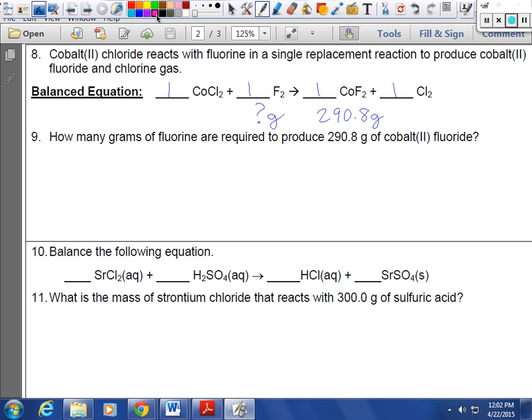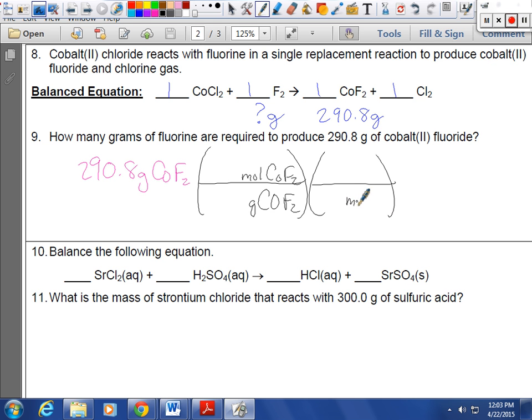Let's start there. So I've got 290.8 grams of COF2, and I know I need to get rid of it. If grams of COF2 is on top, where does it go? On the bottom. So I've got grams of COF2, and I'm going to moles of COF2. Can I stop here? Got to keep going. I'm not quite sure where I'm going yet, but I know that moles of COF2 has to go on the bottom.